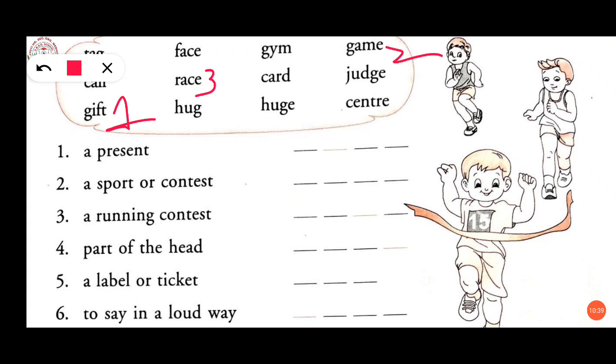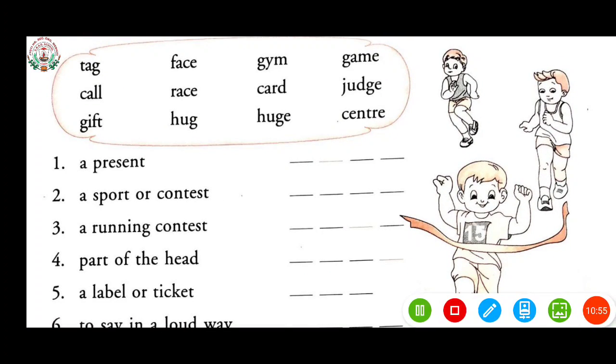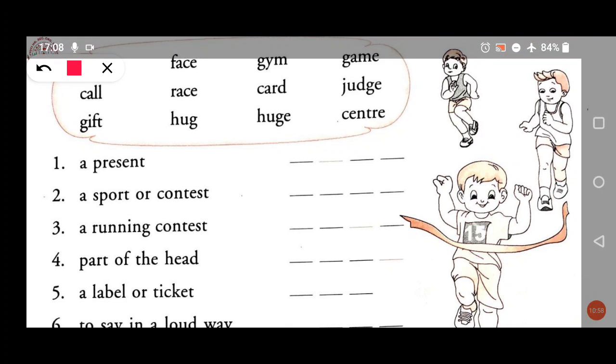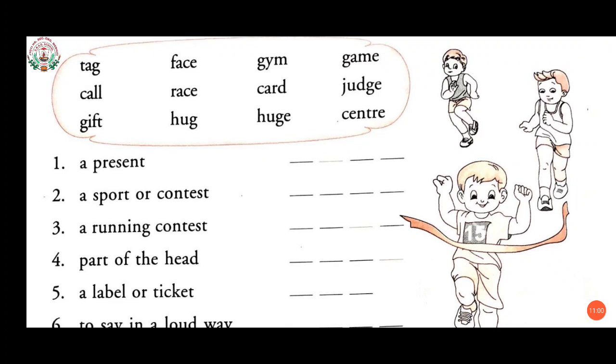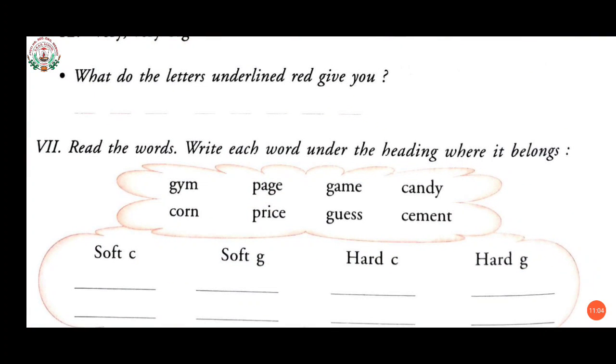Likewise, we have part of the head. Part of the head is face. Then a label or ticket. A label or ticket is a tag. This very first one you can see. This is tag. Now come to the next one, that is seventh one.